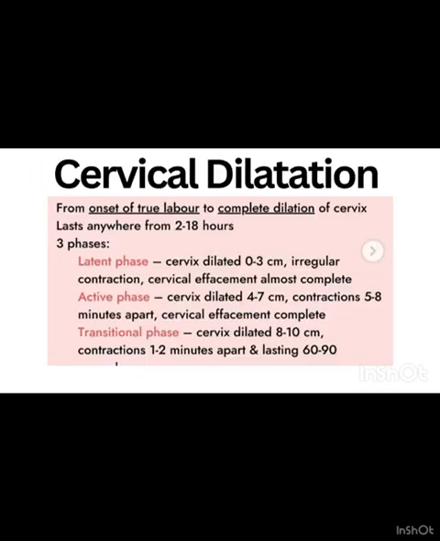So in the latent phase, the cervix dilates up to 0 to 3 centimeter and there is an irregular contraction and cervical effacement is almost complete. In the active phase, the cervix dilates up to 4 to 7 centimeter and the contraction is 5 to 10 minutes apart and the cervical effacement is complete. And last one is the transitional phase in which cervix dilates up to 8 to 10 centimeter and contraction is 1 to 2 minutes apart and lasting up to 60 to 90 seconds.